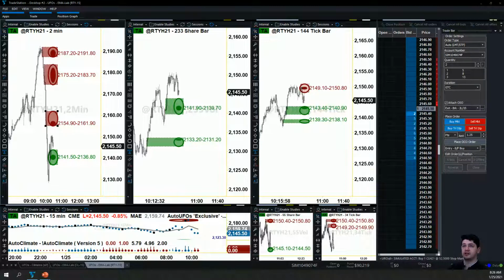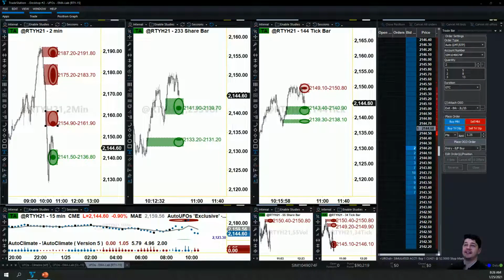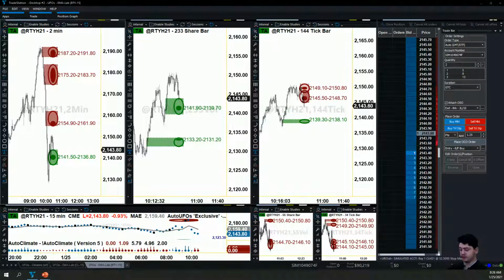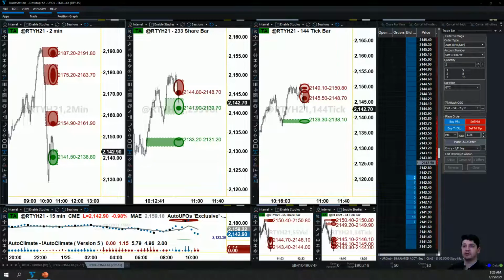2154.9 to 2162. Okay, so that's still a little too much of a risk per trade, but this UFO just got filled already, so it's already bouncing down. So let's see, 2154.9. Okay, and if we were to go at 2162, that's $355 per contract of risk.